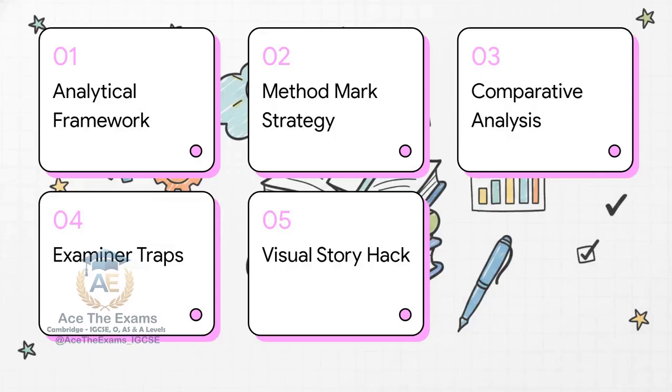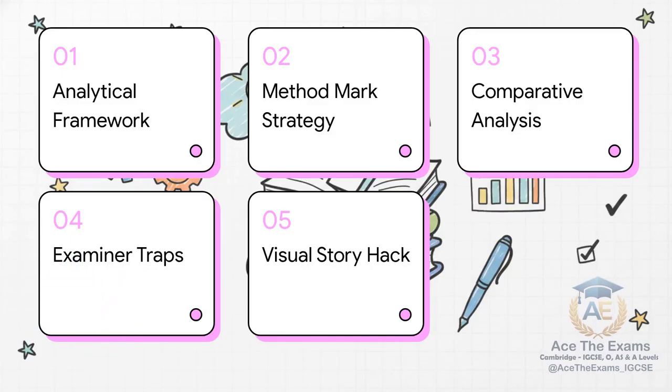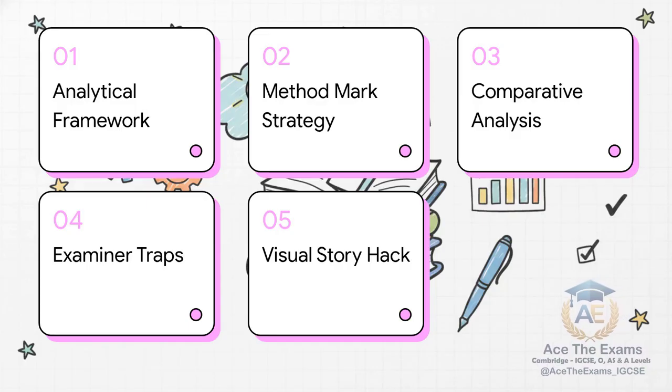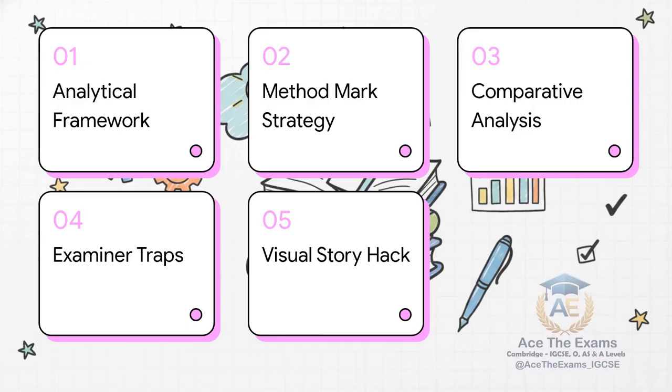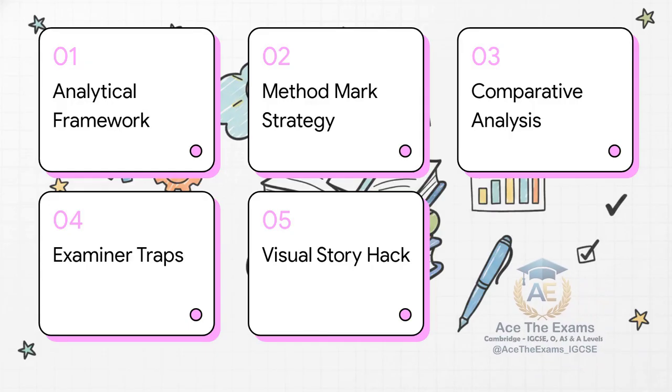Okay, here is the tactical roadmap for our run today. Think of these as our mandatory checkpoints. 1. The core analytical framework. 2. The method mark strategy. 3. Mastering comparative analysis. 4. Avoiding examiner traps. And finally, checkpoint 5, the visual story hack. Clear these, and you're looking at a pristine run.